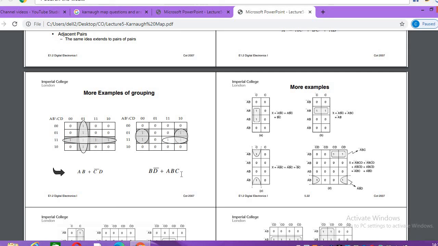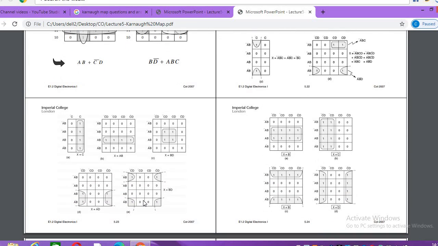Okay. Here see, these 4 ones are grouped. What is the common thing? The common thing is B. Okay. And here also the common thing is D. So BD. Okay. So like this, you can group the ones and write the expression.